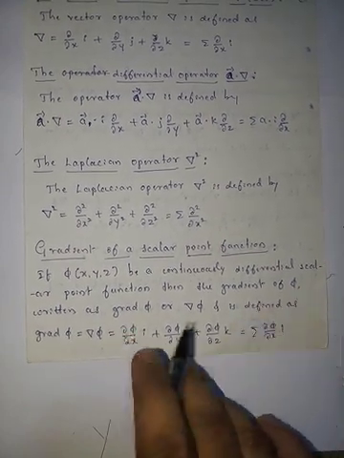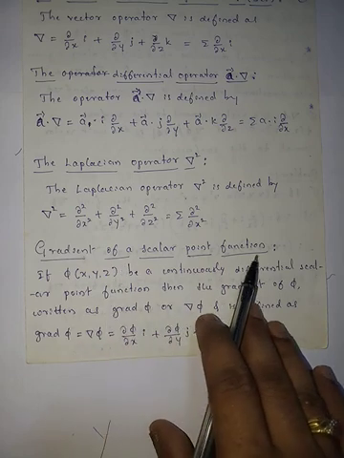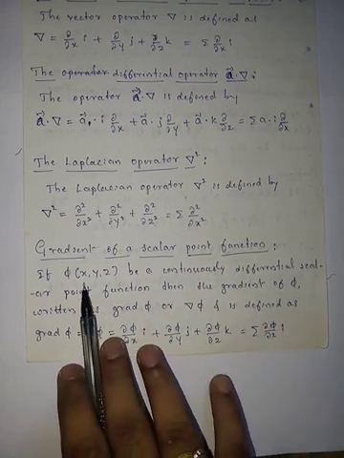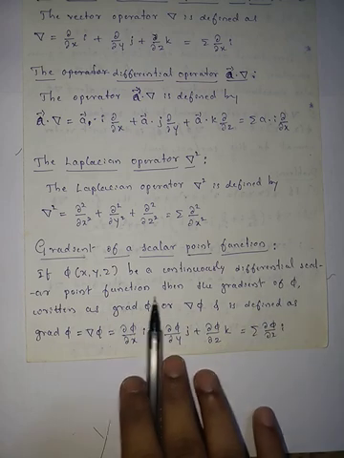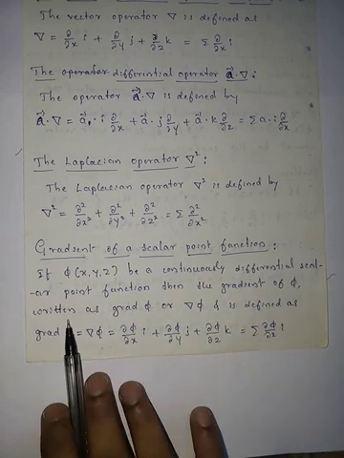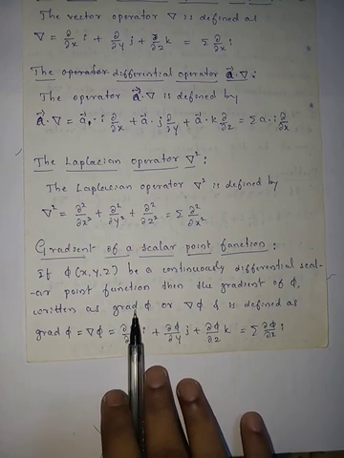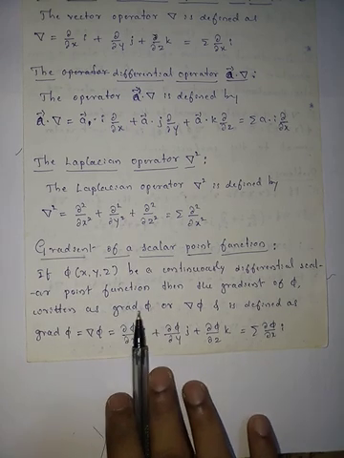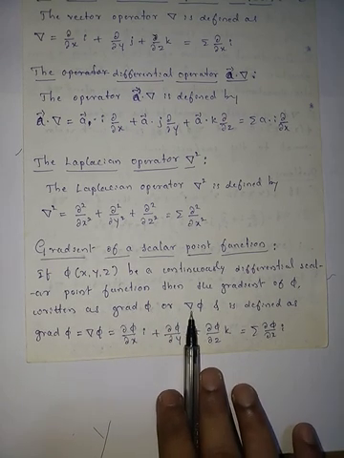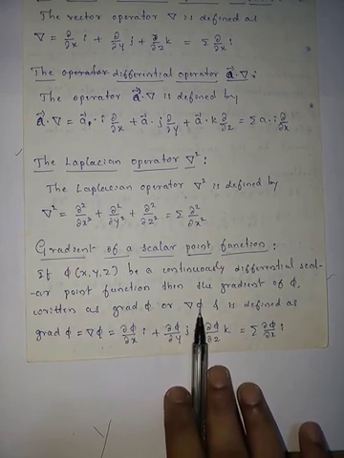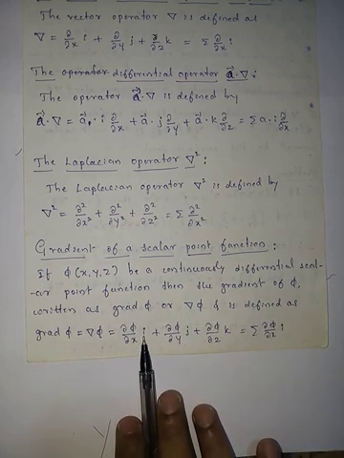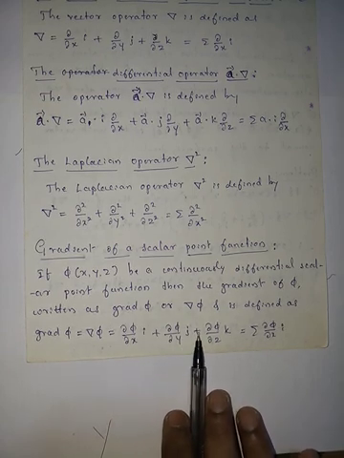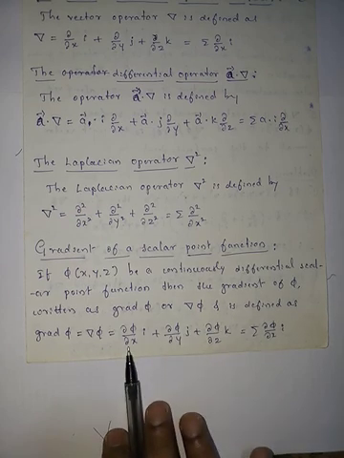Now the important definition is the gradient. The gradient of a scalar point function: here phi of x, y, z is a continuous differentiable scalar point function. The gradient of phi we write as grad phi, read as "grad phi", and in the notation we write it as del phi. Del phi means the gradient of phi and is defined as ∂phi/∂x into i plus ∂phi/∂y into j plus ∂phi/∂z into k. So this is called the gradient of a scalar point function.